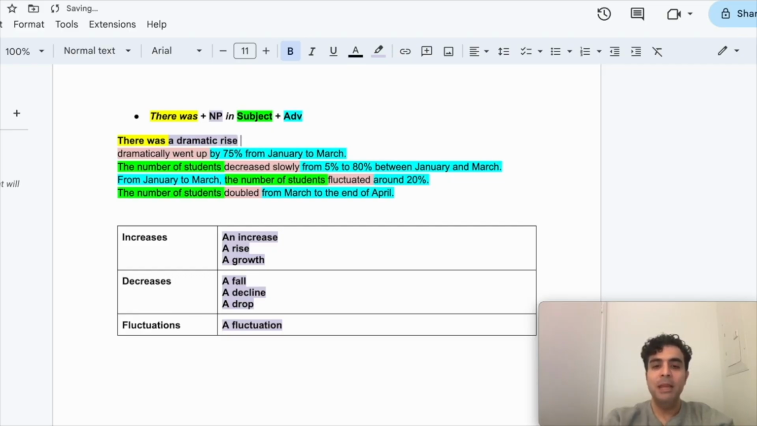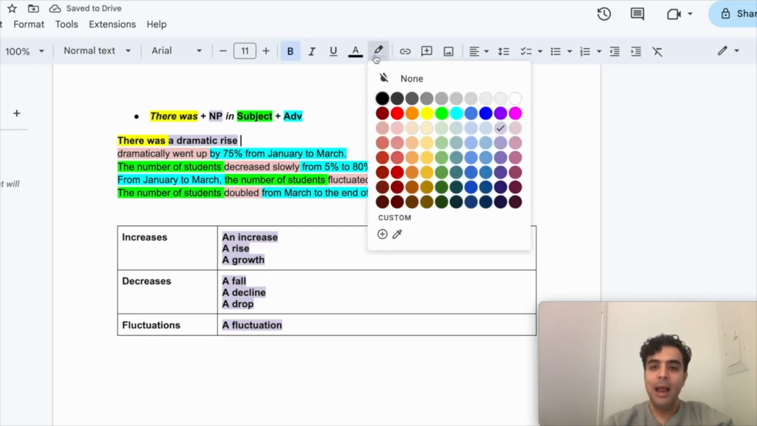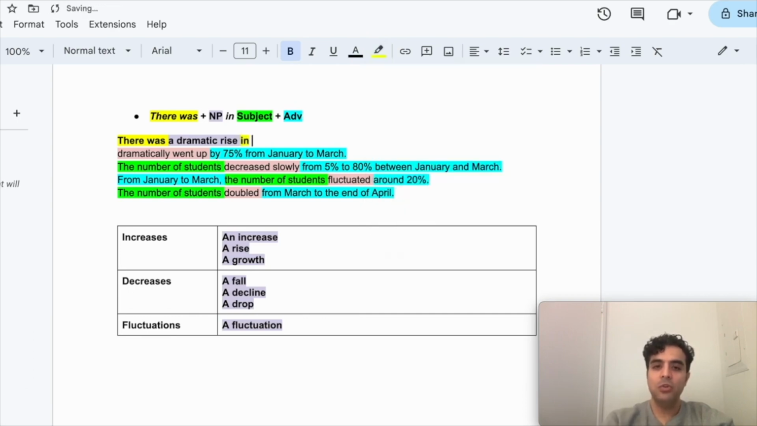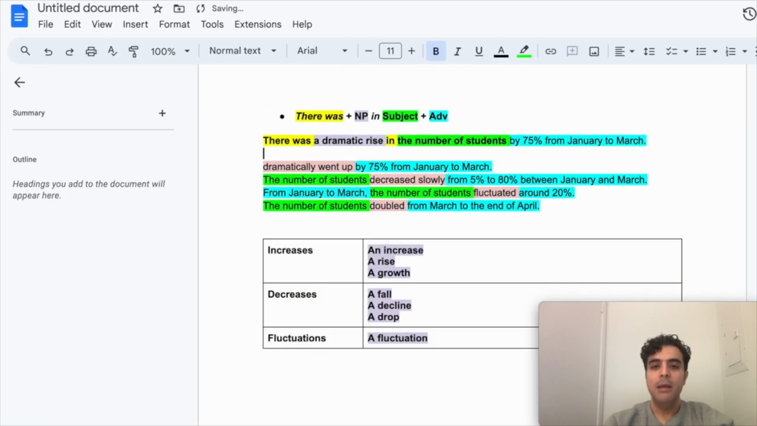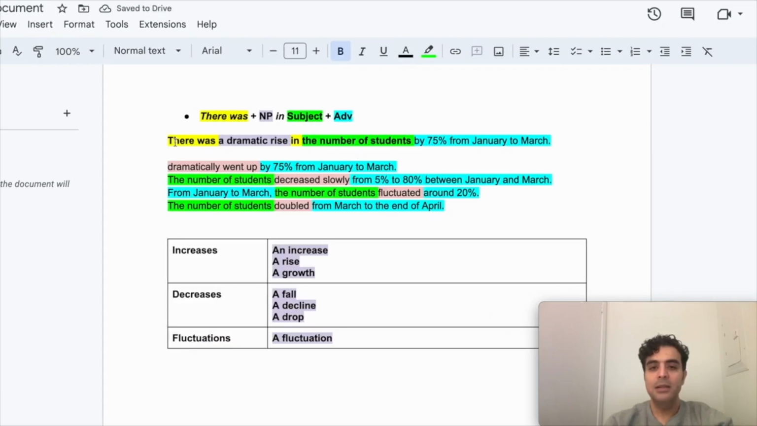Okay, so far are you with me? Should be pretty easy. Then I have another part, which is part of the structure, which is in, and then I'm going to add my subject, the number of students. And then finally, I'm going to mention my adverb. And I can just pretty much copy and paste this here. Let's read the sentence. There was a dramatic rise in the number of students by 75% from January to March. You see, I'm following this same structure.